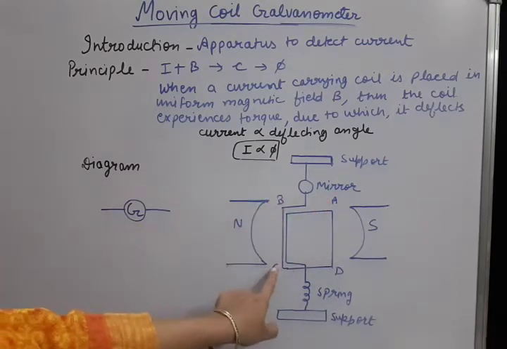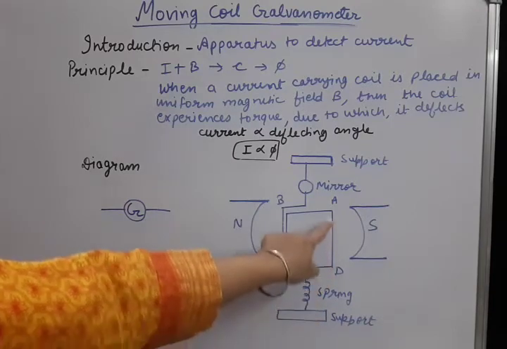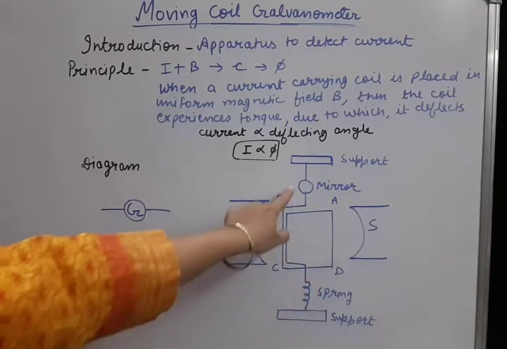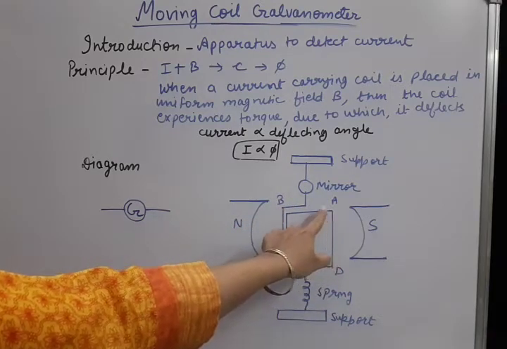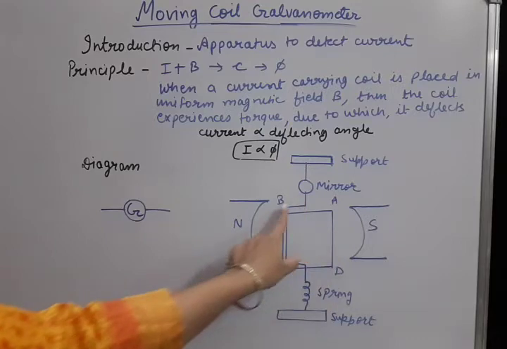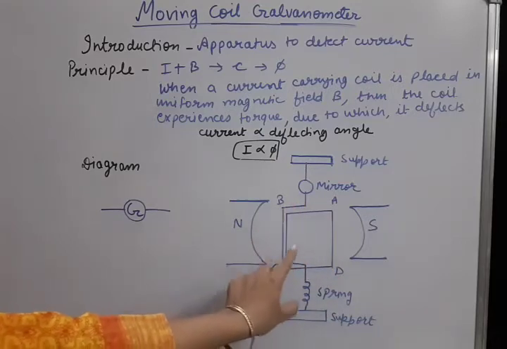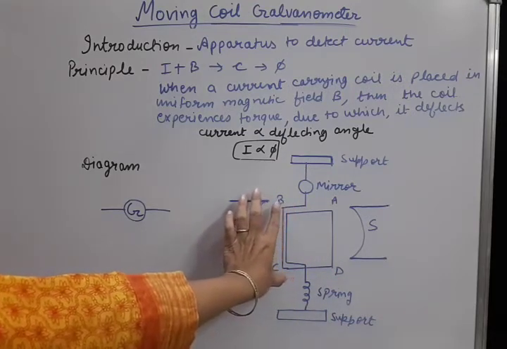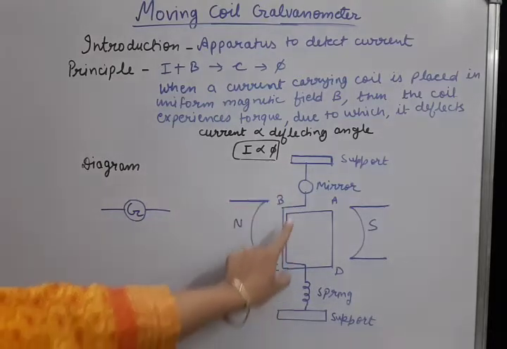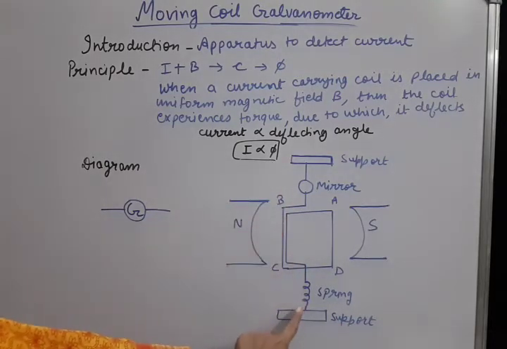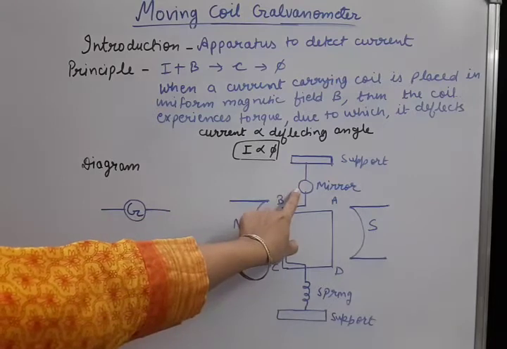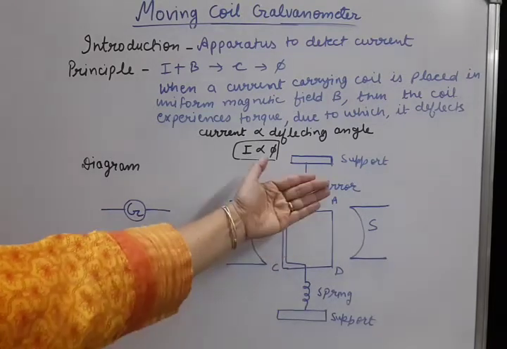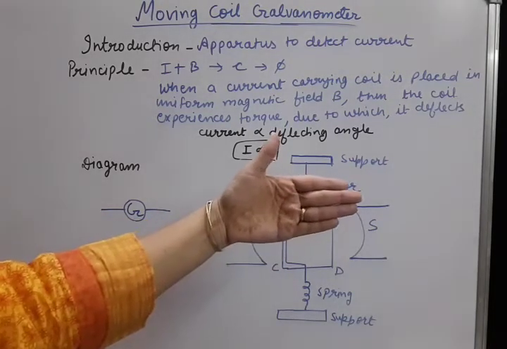One coil we have to take, ABCD, in which we can show the number of turns. The wire starts from here, then turns in the form of a rectangle, then again we can show one more turn, like that. All the turns are of equal area. One spring is also attached to the coil's other end, and then it is connected to the support. Here also a support is there. One mirror is also connected, so that we can see the front view of the coil and judge it.